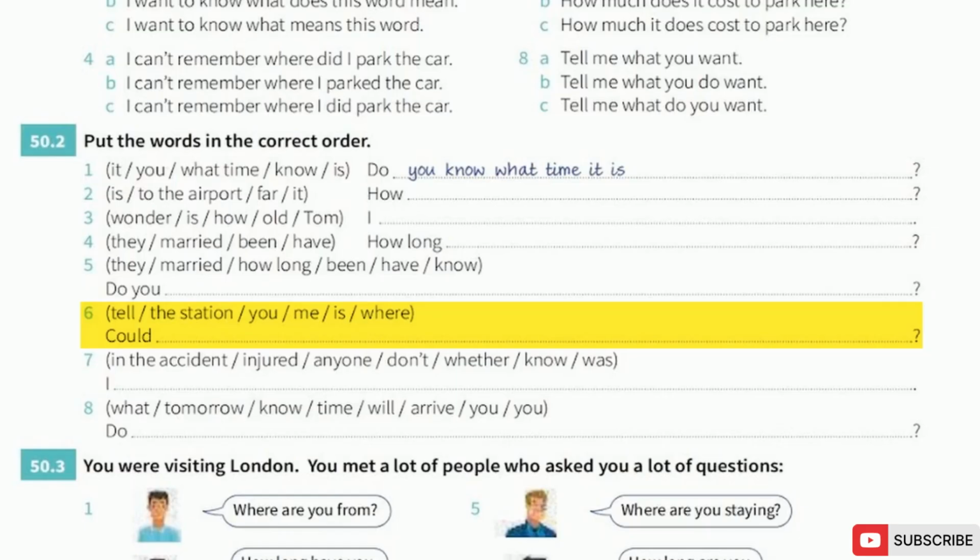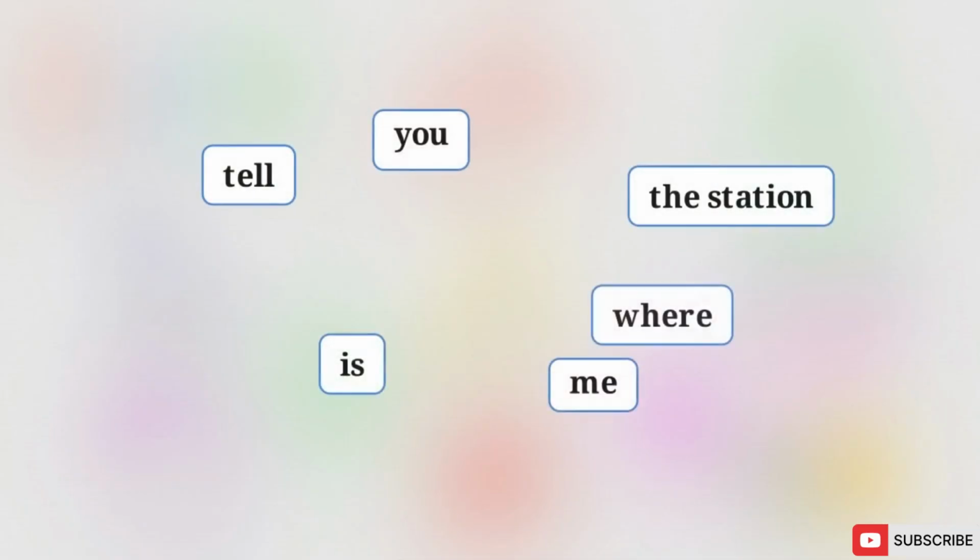Let's put this into active practice. Take a look at this scrambled sentence. Try to unscramble these words to form an embedded question starting with could.